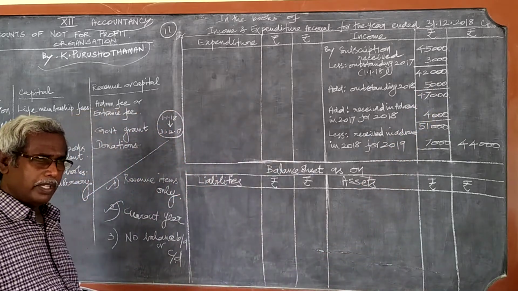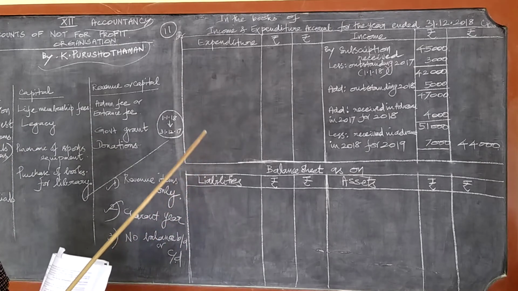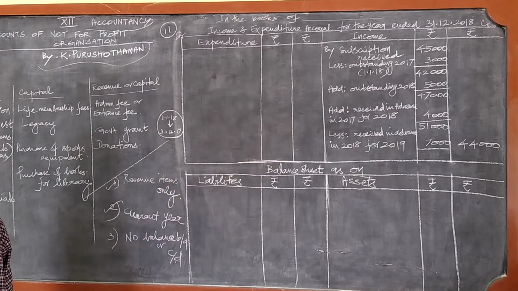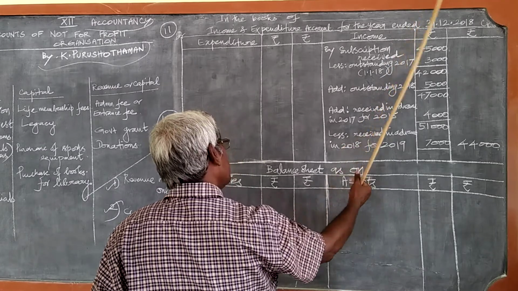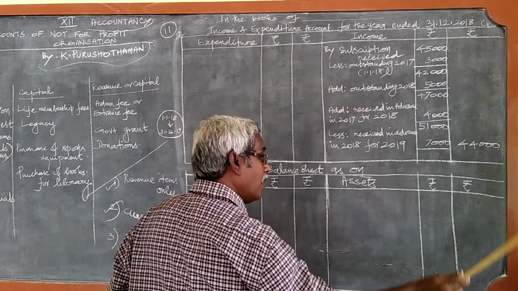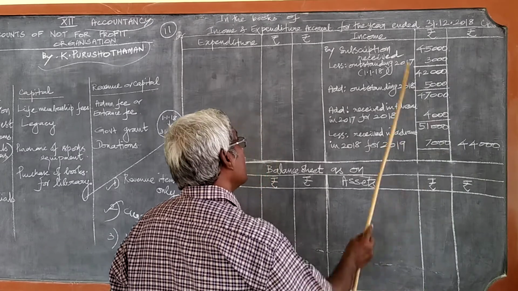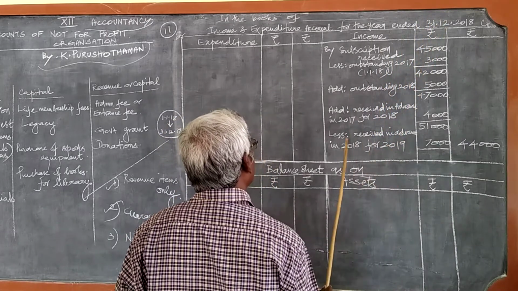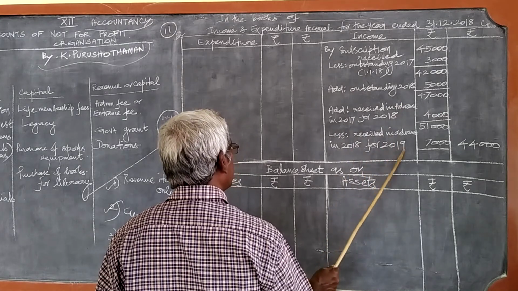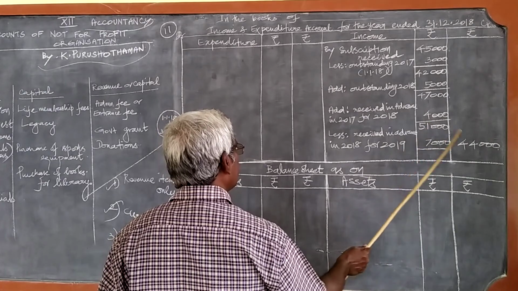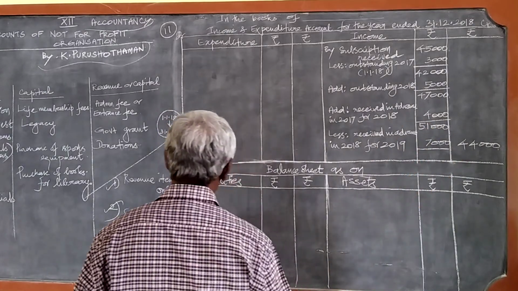Then the same subscription received in advance on 31/12/2018. That is the accounting year end. On the accounting year end, some amount is received in advance means it must be for the year 2019. So it is not connected or related to this year. Therefore, less received in advance 2018 for 2019. So minus it, you will get 44,000. That's all.